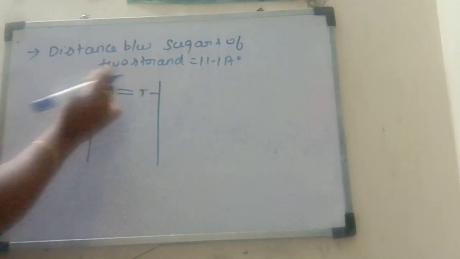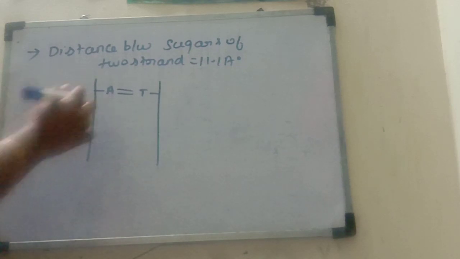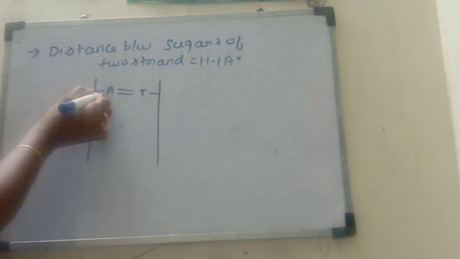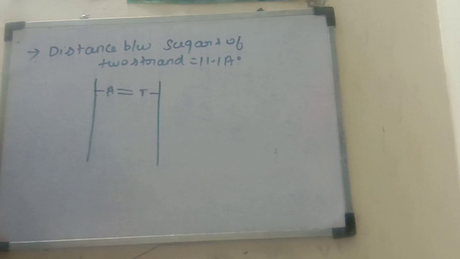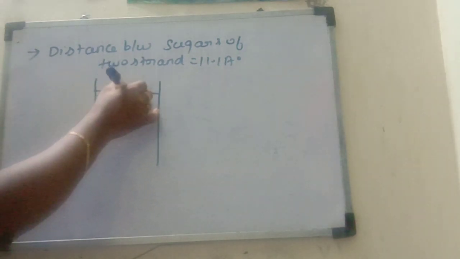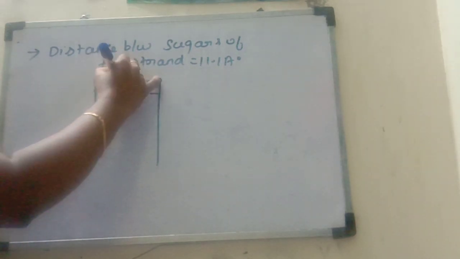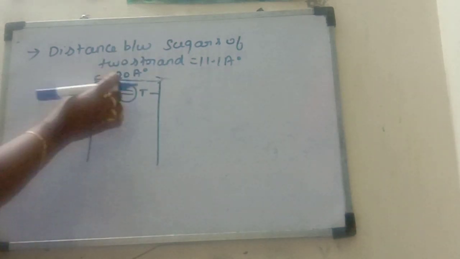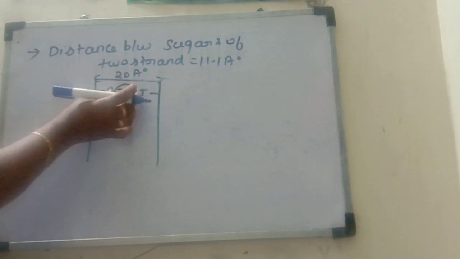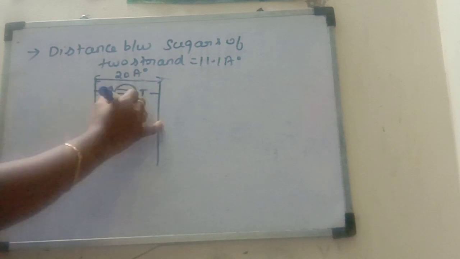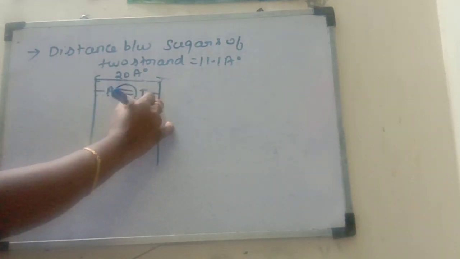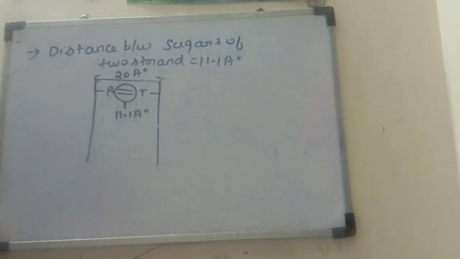So what is the bond between two nitrogen bases? Hydrogen bond. The nitrogen bases are protruding from the pentose sugar. So what is the total diameter? We have taken 20 Angstrom. Only the distance between the two sugars of the two strands is 11.1 Angstrom. This is also very important.